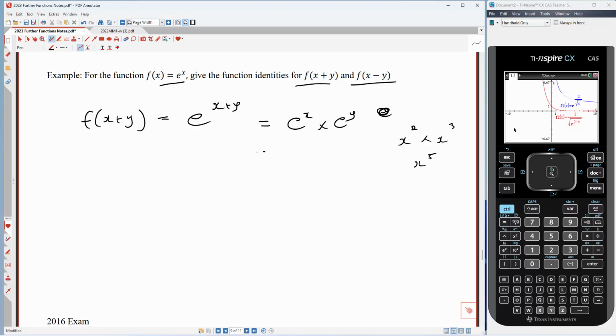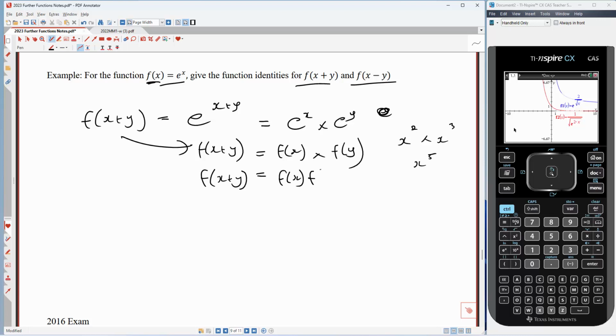Now, I know that e to the x is simply f of x. And I know that e to the y is the same as f of y. And so therefore, I know that that is f of x plus y. Let's write it more formally: f of x plus y equals f of x times f of y. So that's the identity for f of x plus y.